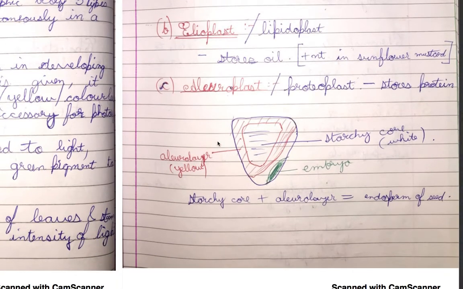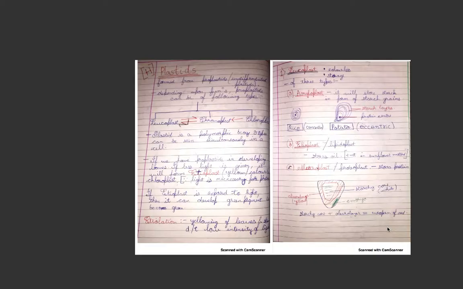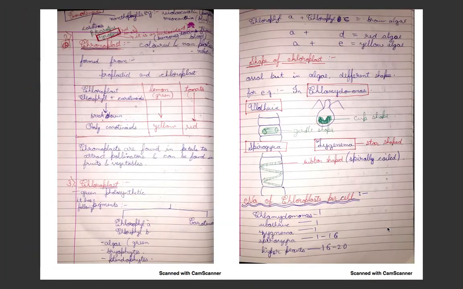Now if you see a corn, this is one part of the corn that is yellowish in color. It is a triangle. This is just one piece of corn. Here you can see the aleurone layer, which is actually yellow in color, and in the center of it there is a starchy core that is 100% white, and on the side there is an embryo. Starchy core plus aleurone layer is called the endosperm, the storage of the cell. And we had read this in class 10th.